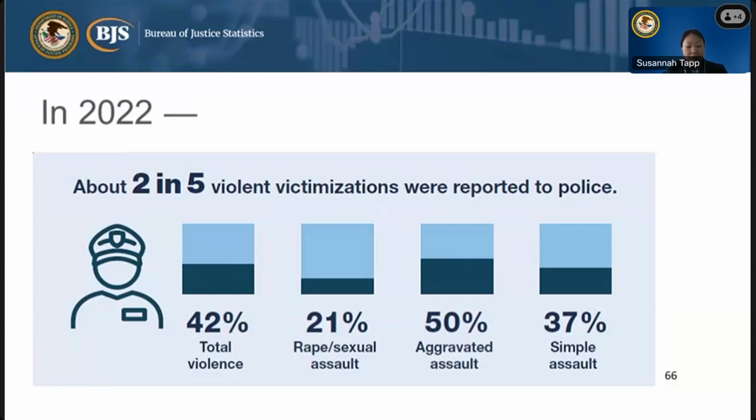Reporting to police may occur immediately following a criminal incident or at a later date, and police may be notified by the victim, a third party, including witnesses, other victims or household members, or police may have actually been at the scene of the incident. And in 2022, about 2 out of 5, or 40%, of the violent victimizations were reported to police.